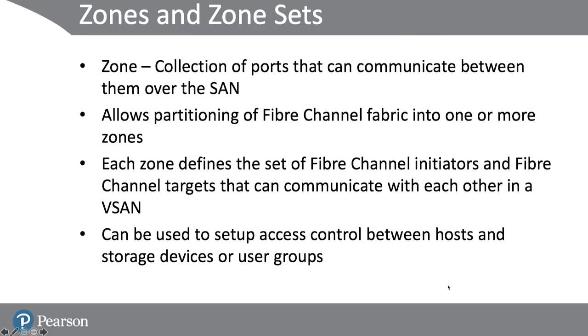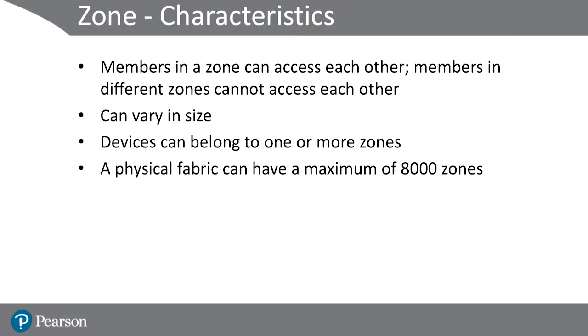Now remember, if there are devices in the middle, say MDS 9000 switches or your Nexus 5500s, which support FCoE or Fibre Channel, there you will have to make sure that you're implementing zoning so that the communication can happen properly between the initiator and the target. Zones can be used to set up access control between host and storage devices or user groups, which makes sense because with zoning, you are providing an extra layer of security so that only specific initiators and targets can communicate with each other.